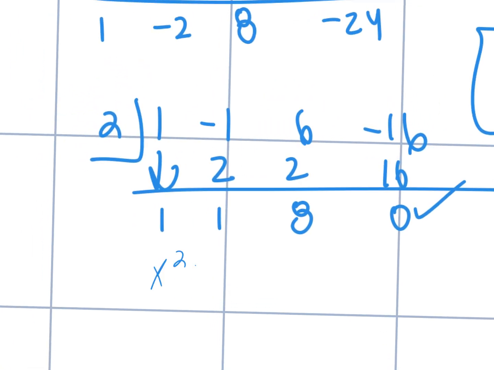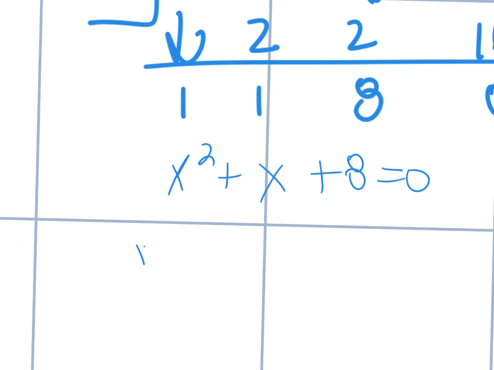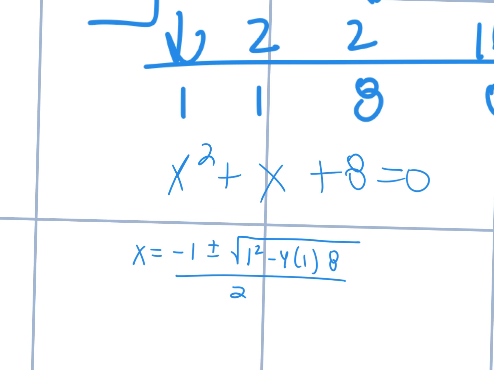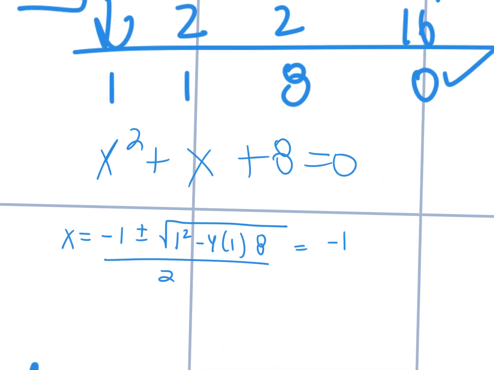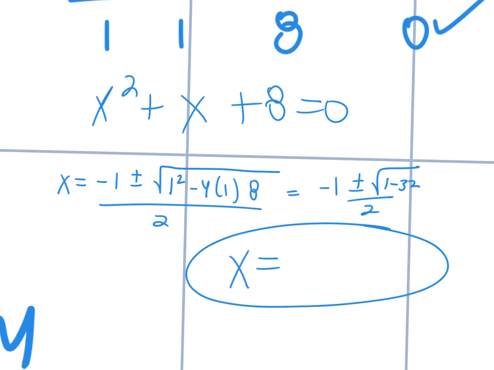X squared plus x plus 8 equals 0. Can I factor that? No. So I'm going to use the quadratic formula. -b, so -1, plus or minus the square root of 1 squared minus 4 times 1 times 8, all over 2 times 1. So -1 plus minus the square root of 1 minus 32 over 2. Guys, what do you know about these two intercepts or x values? They're imaginary. So it's -1 plus or minus i square root of 31 over 2.